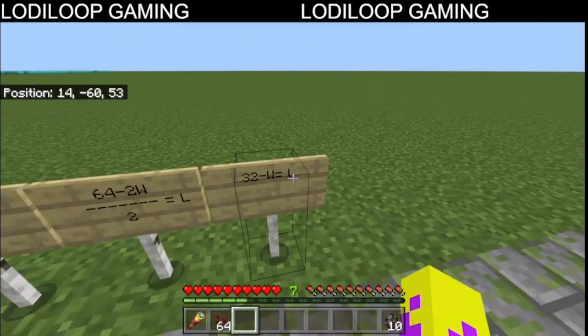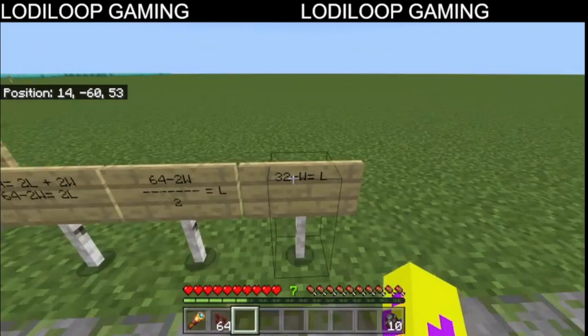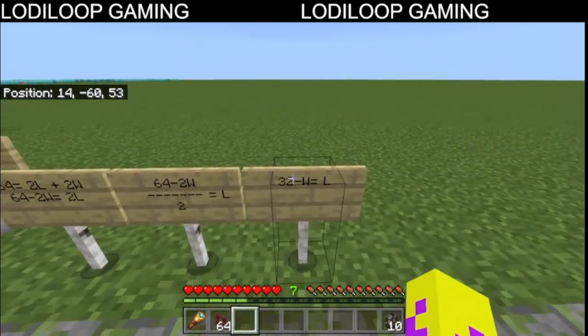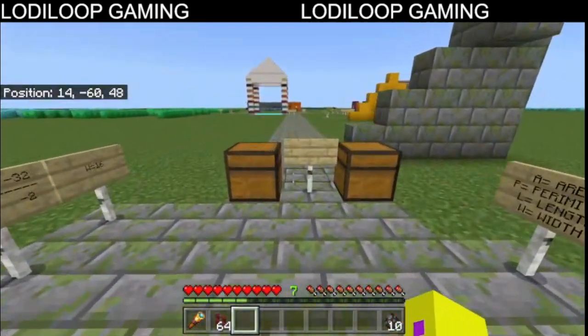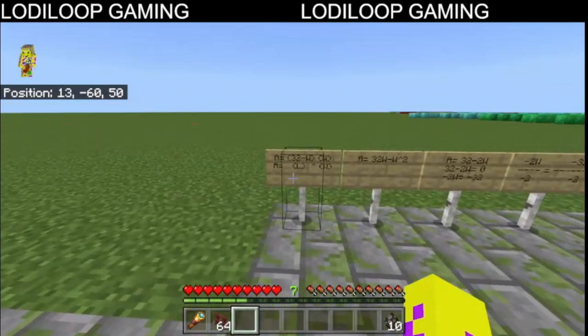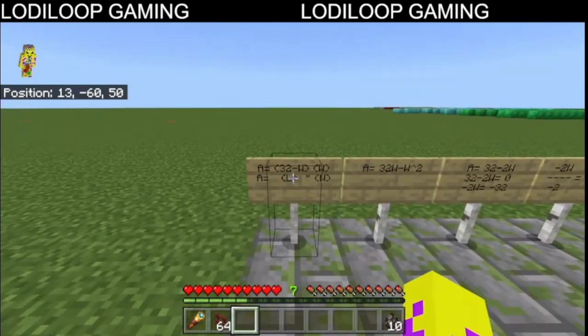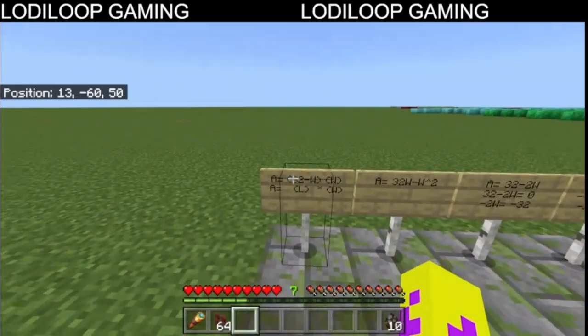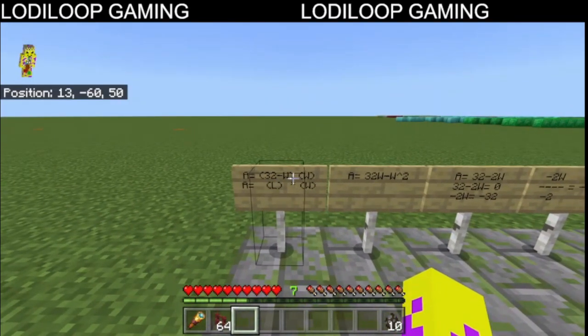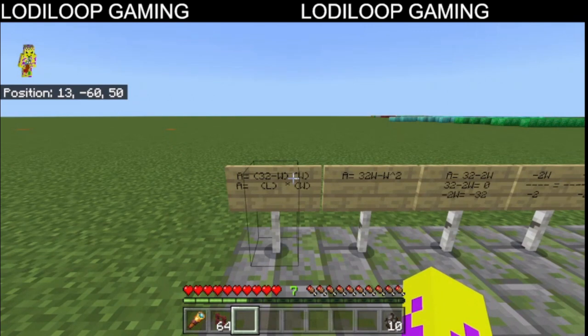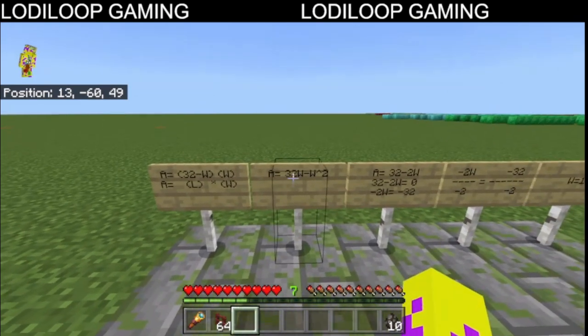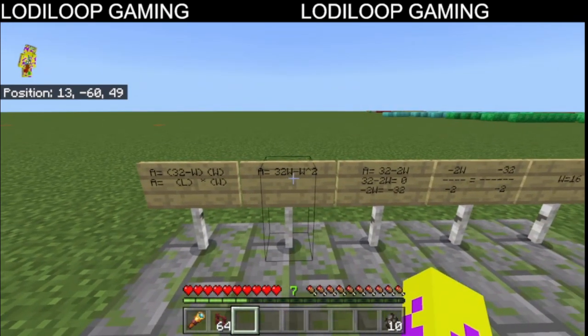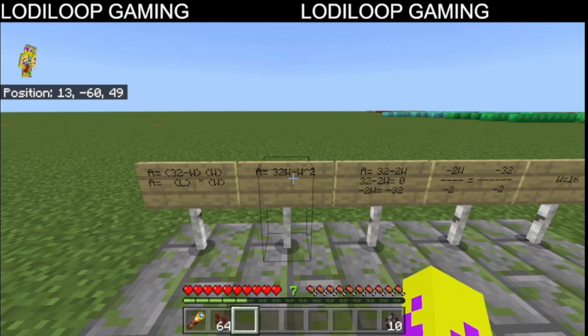Well, that's cool. Now we have the length side, but that's not a number. That's a variable with a number. Now we have area equals length times width. We just figured out what L equals. L is 32 minus W, times width. We can distribute that W, so the area equals 32W minus W squared.